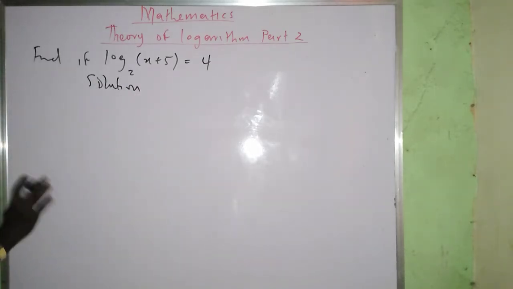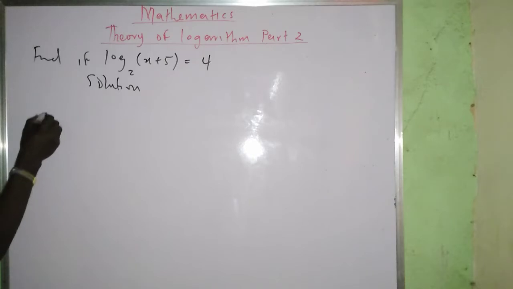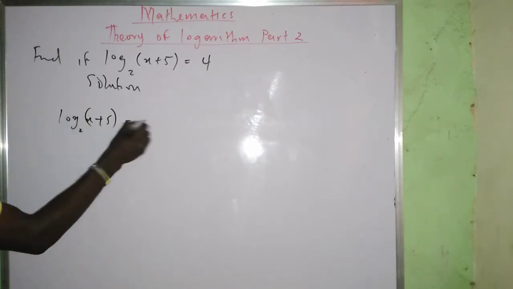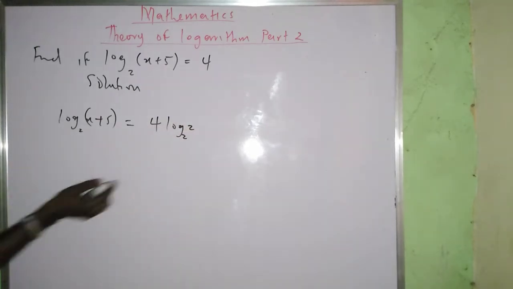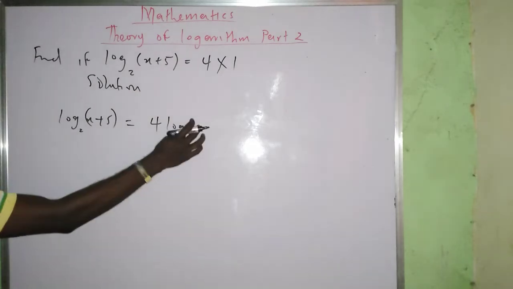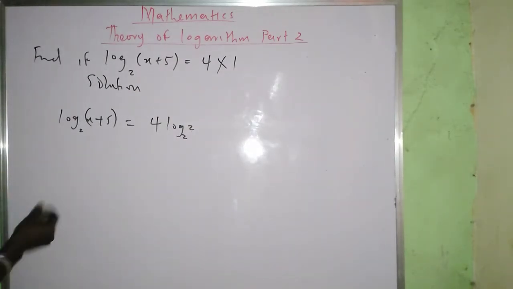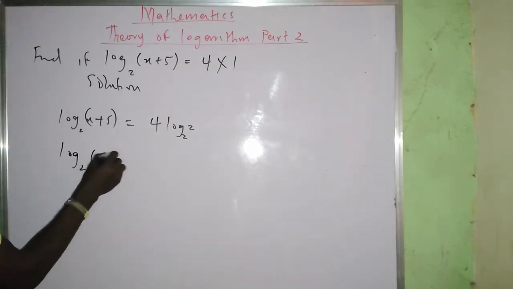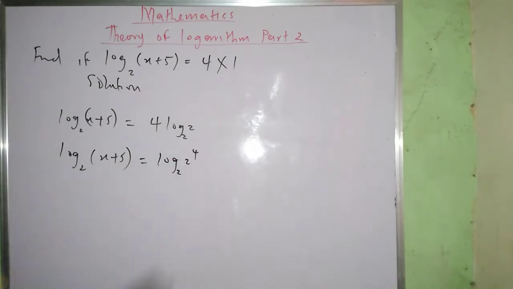If I have this type of problem I want to solve, what I will do is this: 4 is a number without a log. So I can say log of (x plus 5) to base 2 equals 4 log 2. What am I doing here? I'm multiplying it by 1, because a number with the same base is 1. Now I have log 2 of (x plus 5) equals log 2 to 4.